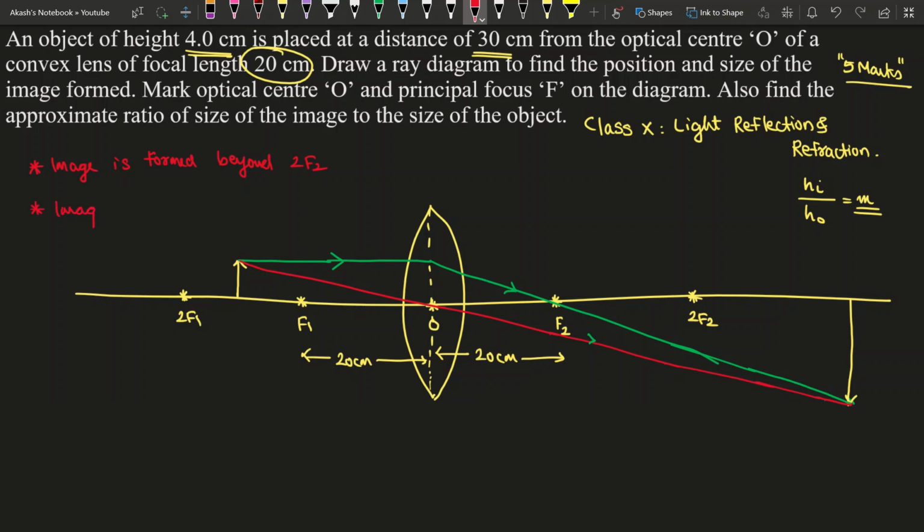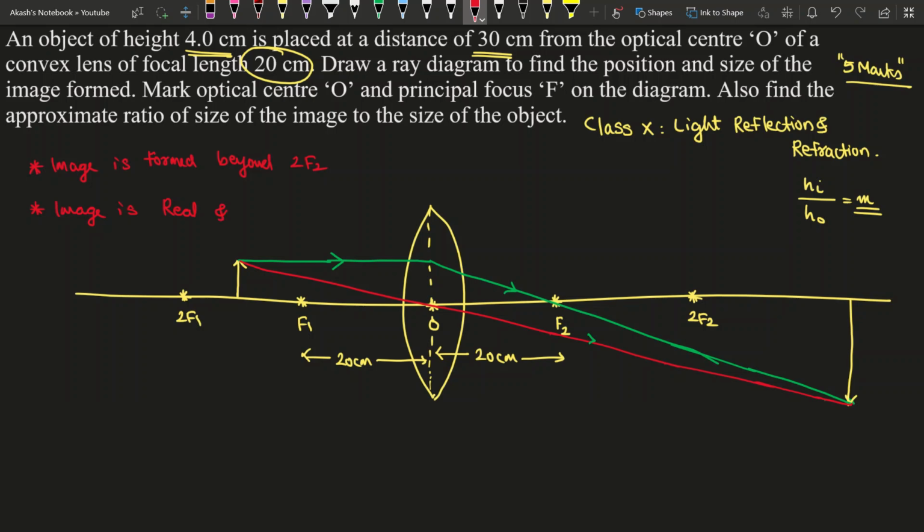Image is real. Why real? Because the image is formed as a result of convergence between two refracted rays, the original refracted rays, not the extended ones. So what do you mean by real image? If you place a screen over here, at that place, you can copy that particular image onto that screen. So it is a real image.